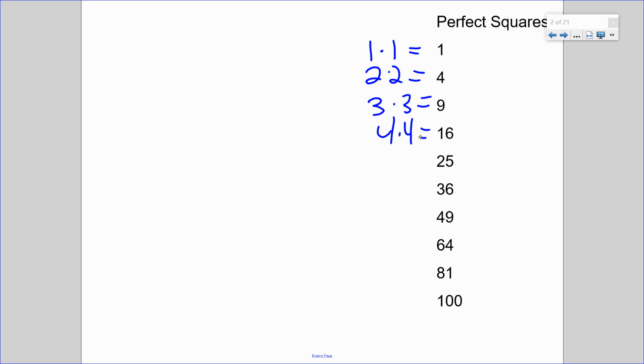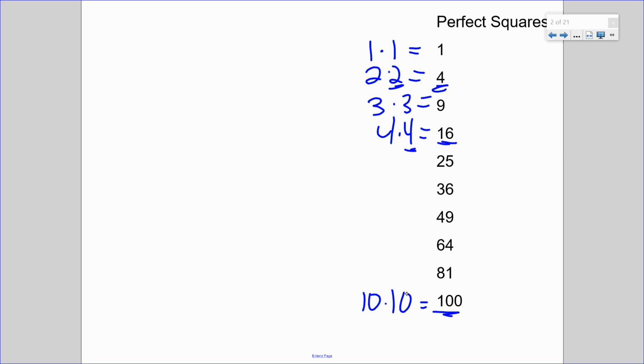So a perfect square is the product when you multiply a number by itself, and the square root of that perfect square is what number multiplies by itself to get that value. So for example, the square root of 16 would be 4. The square root of 4 would be 2. The square root of 100 would be 10, because 10 times 10 is 100.